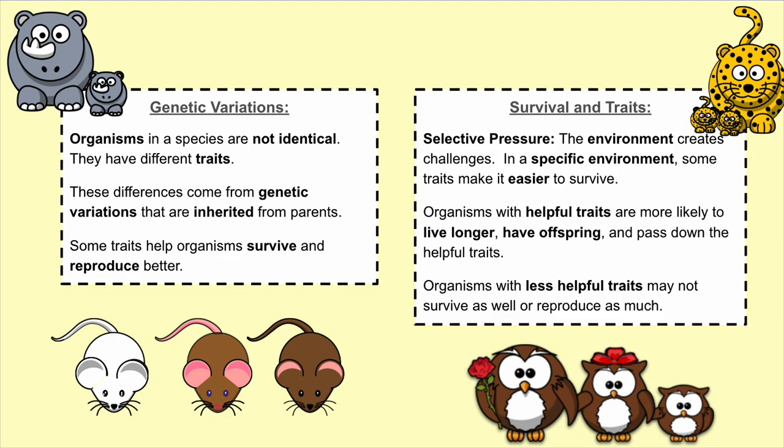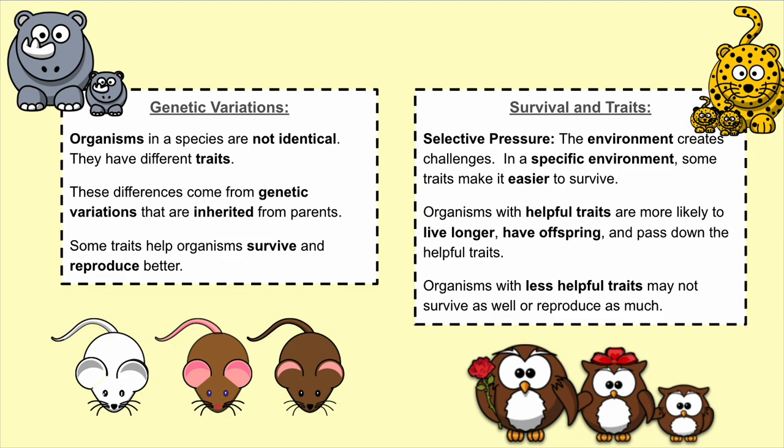Think about it. In a group of rabbits, some might have thicker fur, some might be faster, and some might be better at hiding. These traits can make a big difference when it comes to survival. Some traits help organisms survive and reproduce better.